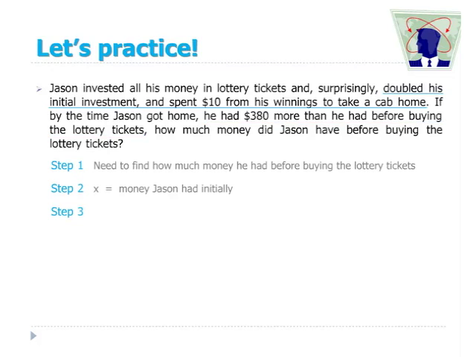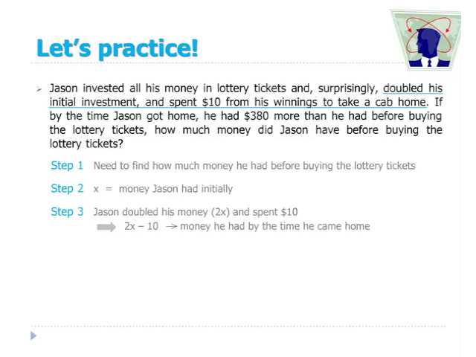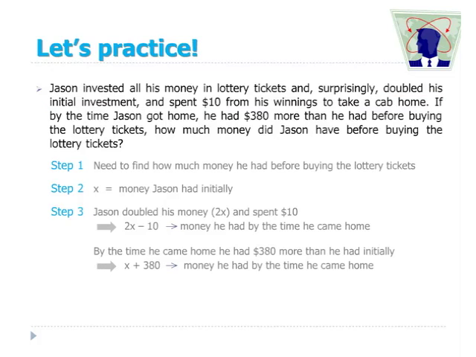Step 3. We know that he doubled this amount, 2x, and then spent $10, so he had 2x minus $10 by the time he came home. We also know that by the time he came home, he had $380 more than he had initially, or x plus 380. Since both x plus 380 and 2x minus 10 represent the same amount of money, the amount of money he had when he came home, we can set these two expressions equal. x plus 380 equals 2x minus 10.